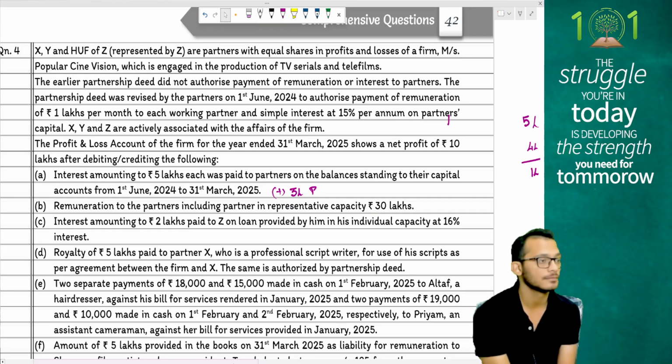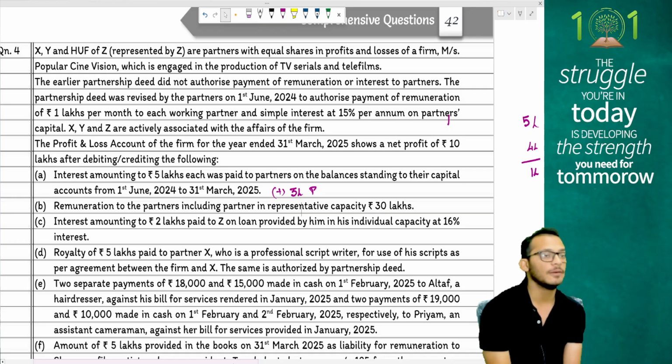That is for salary. Next, remuneration paid to partners, including partners in representative capacity, is given as 30 lakh rupees. People, this is the salary which I have paid to all the 3 partners, X, Y and Z also.